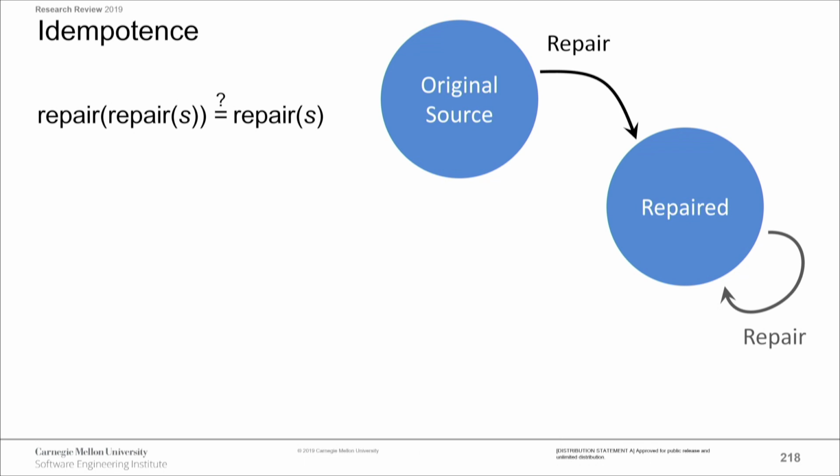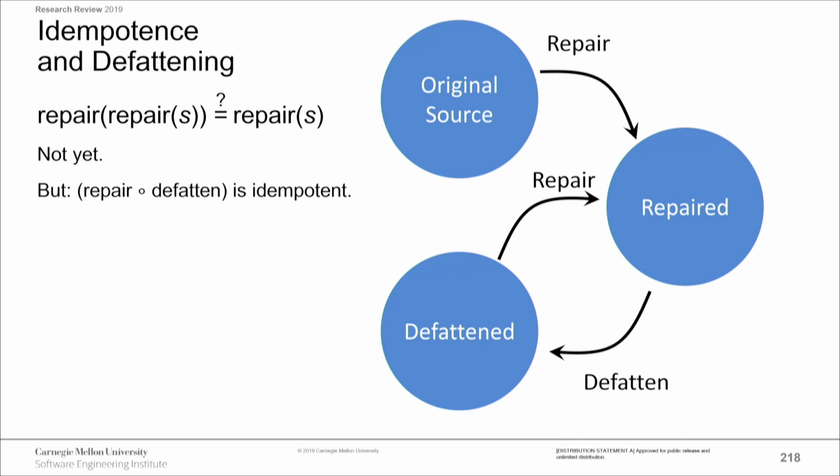We say that an operation is idempotent if applying it multiple times gives the same result as applying it just once. So we would like our repair operation to be idempotent. If you repair a code base and then repair it again, it should have no effect because the code base has already been made memory safe. Unfortunately, we are not there yet. To avoid doubly fattening things, we introduce a defatten operation. It takes a repaired code base and changes all the fat pointers back to raw pointers. Then we can apply the repair operation again. The composition of defatten and repair is idempotent.